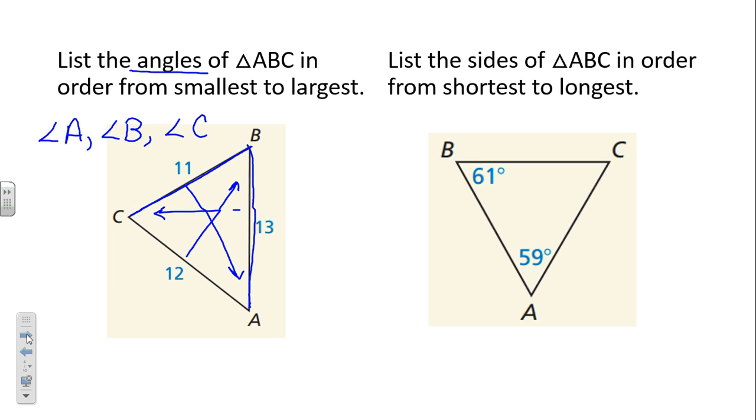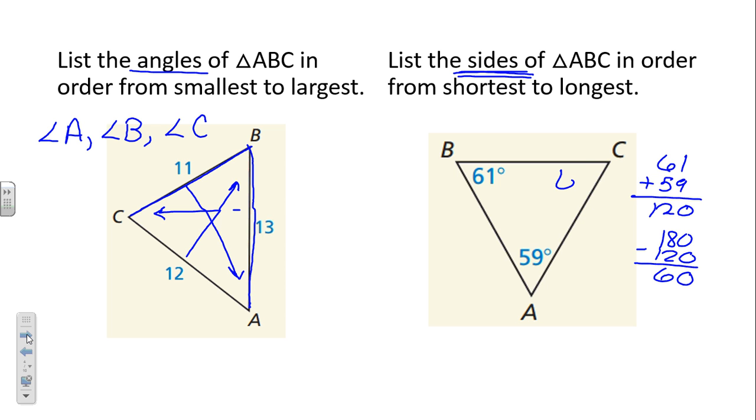So now we want to do the opposite. We have some angle measures, and we want to list the sides from shortest to longest. What's the first thing we're going to have to do, Mary? Not the sides, but the other angle, what angle C is equal to. Absolutely. So how are we going to do that? Very good. 61 and 59. 120. So 180 minus 120 is 60.